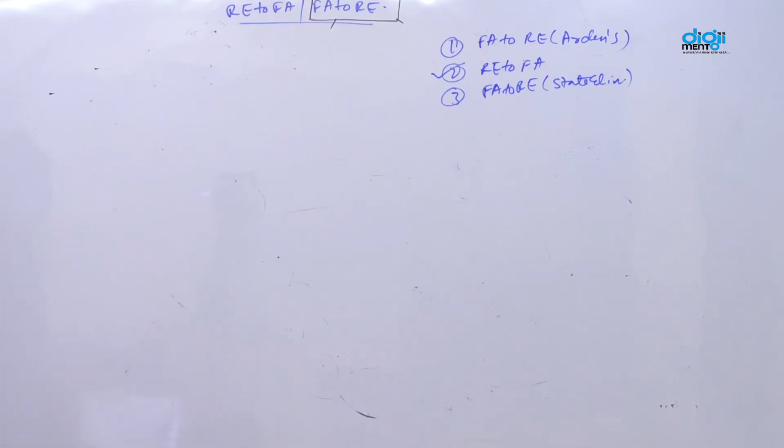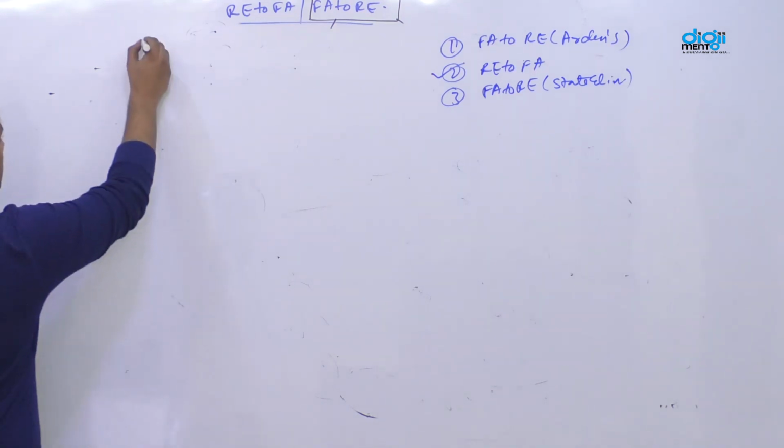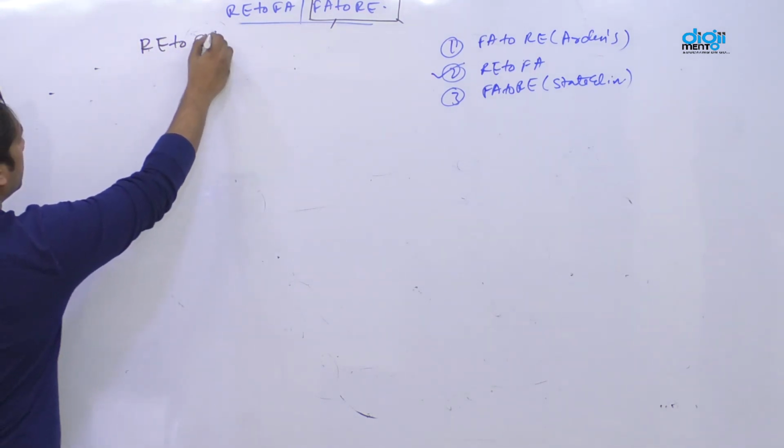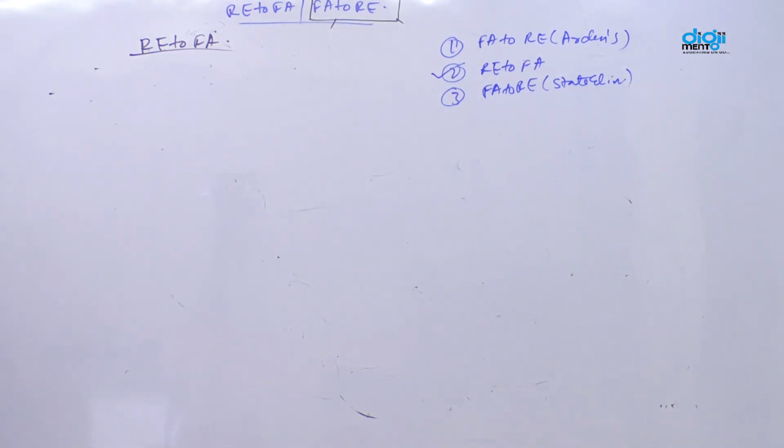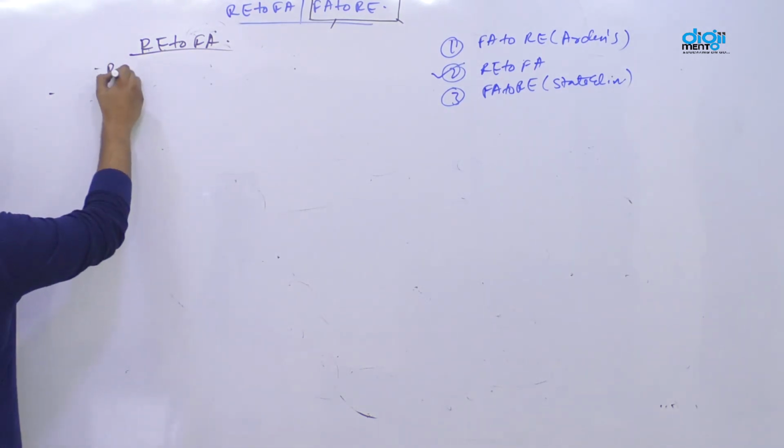Again, this example I'm taking from the book by KLP Mishra. So this is RE to FA, regular expression to finite automata. Okay, let me take some basic examples.